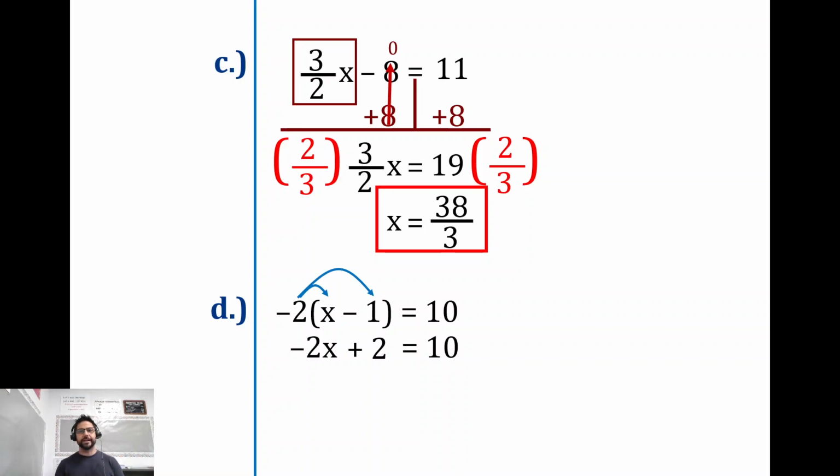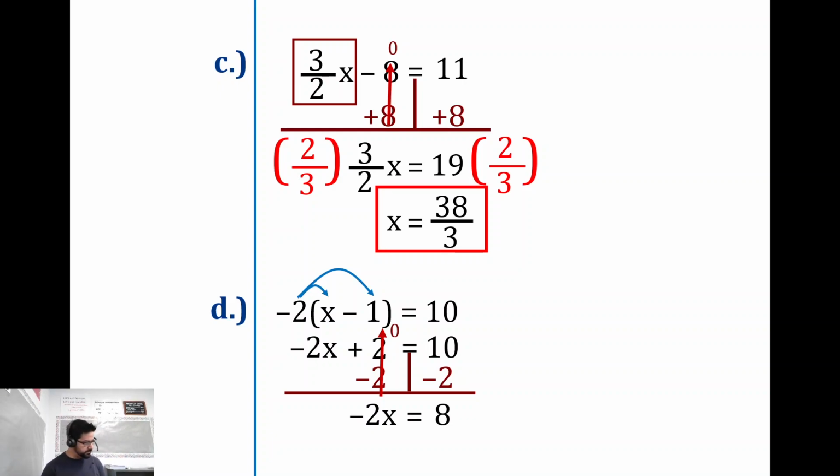So I'm going to go ahead and subtract 2 both sides. So it gives me a -2x is equal to an 8. We're almost there. Divide -2 on both sides. A +8 divided by a -2 is a -4.